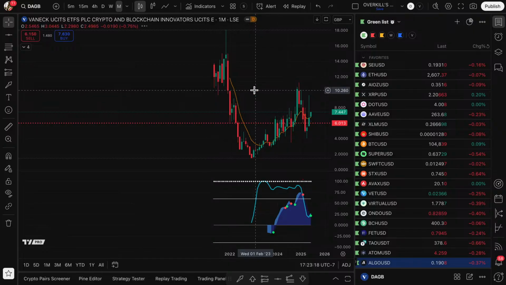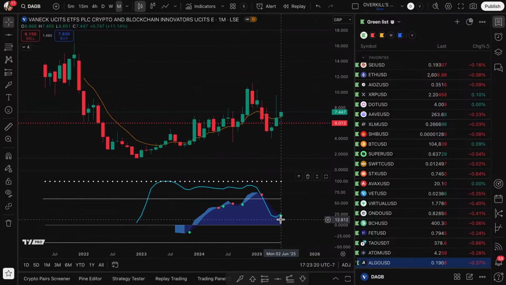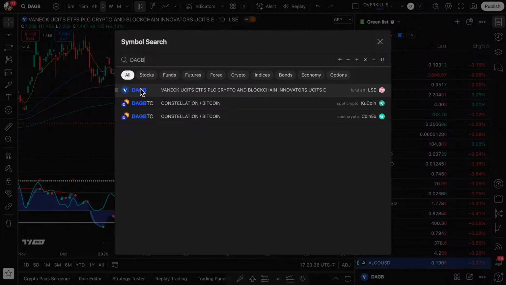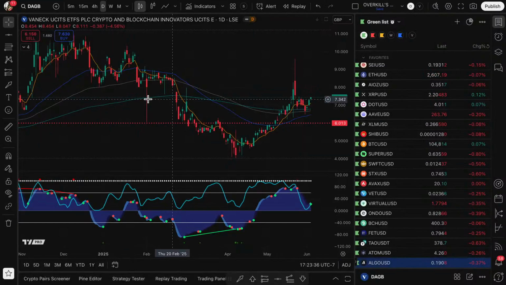I don't know what this is. Looks like a British stock or something. I don't know what flag that is. Might be England. Is it British or England? Got a green monthly as well. This one looks good. DAGB. Yeah, LSE, that's London, right? I don't know. I think that's London.